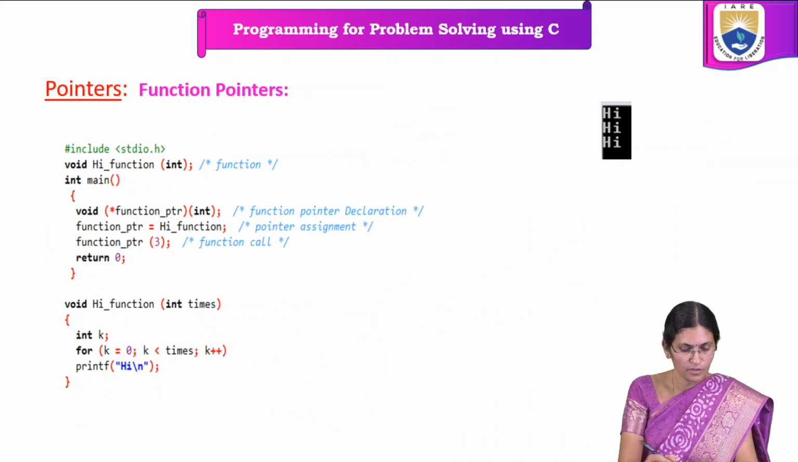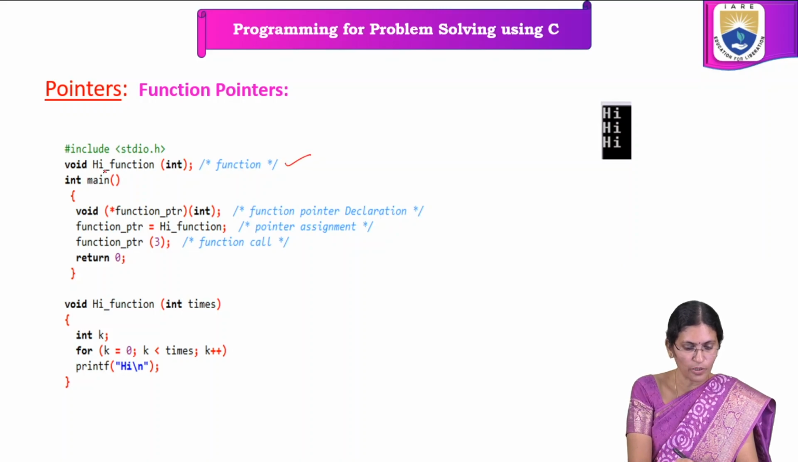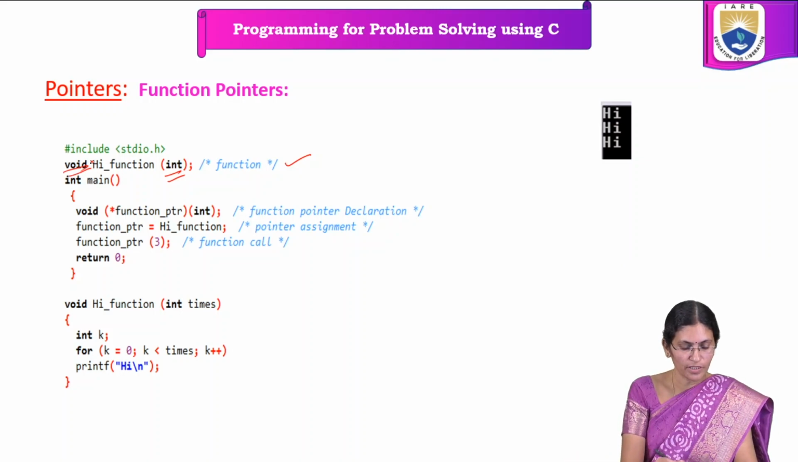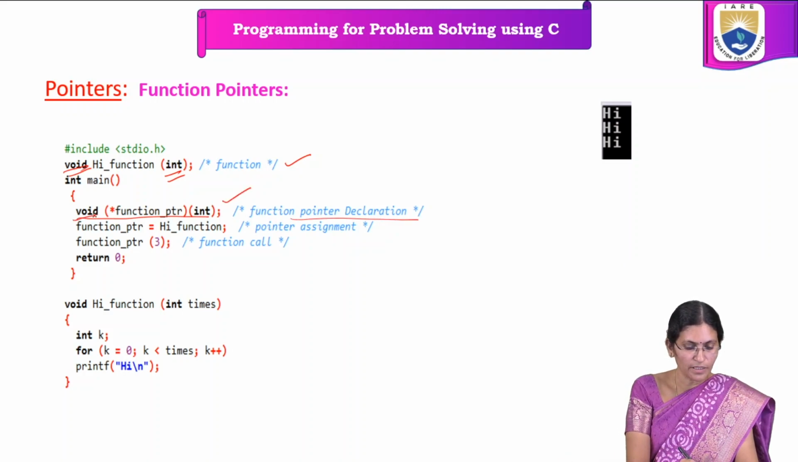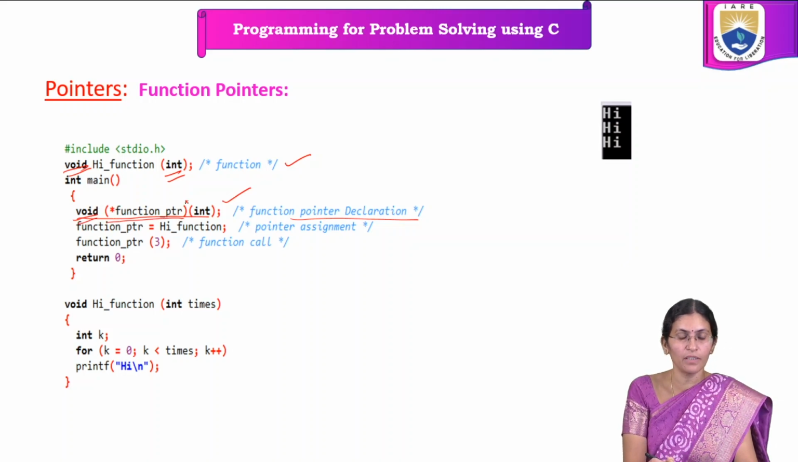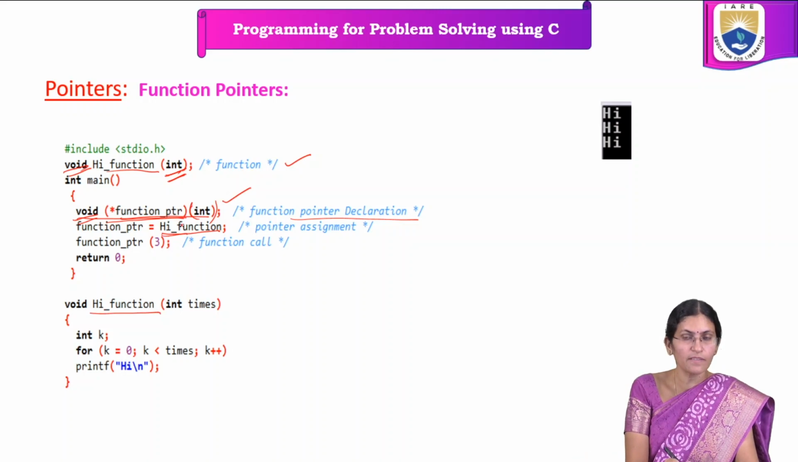One more example. This is a function prototype, void high function. It takes an integer argument. It does not return anything, therefore we have used void. This is a function pointer declaration. We are declaring a pointer to a function. The return type is void. This is the pointer variable, pointer to a function, and then inside this the parameters. It is accepting only an integer value, so int. The name of the function is high function, as you can see in the function definition. The address of this is assigned to the function ptr.